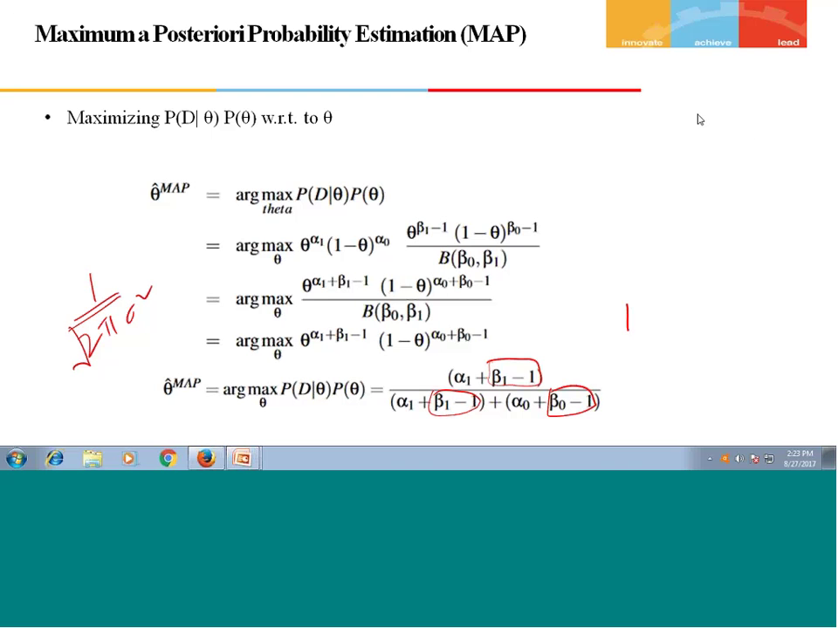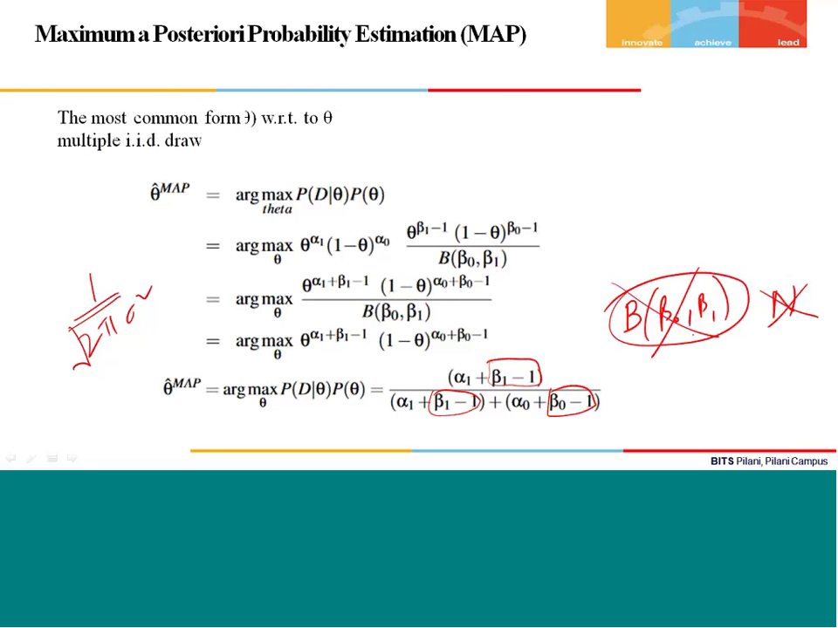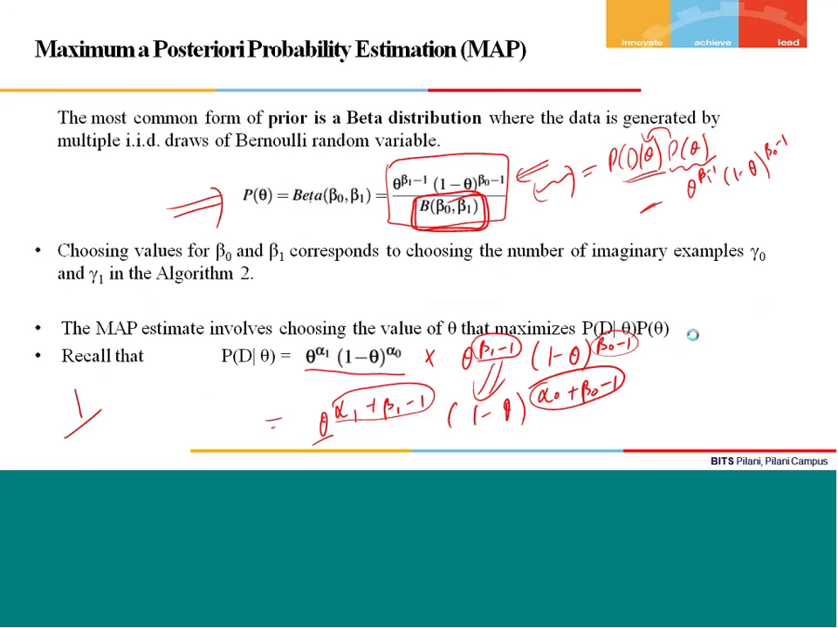Don't get stuck. There is one student who is continuously bothering about what this beta 0 comma beta 1 is. Just ignore it as if it doesn't exist, like it is just a constant number. Okay, you are talking about the beta distribution.